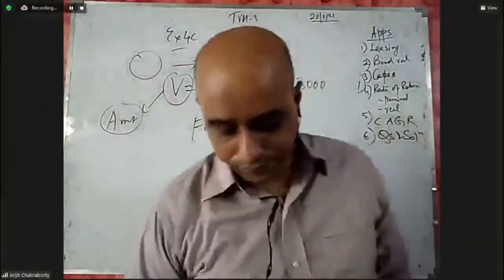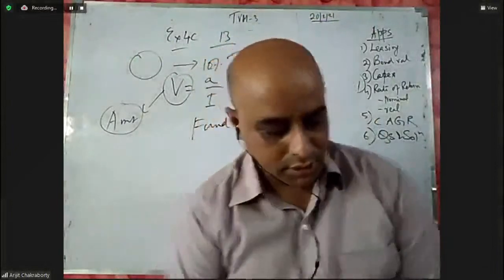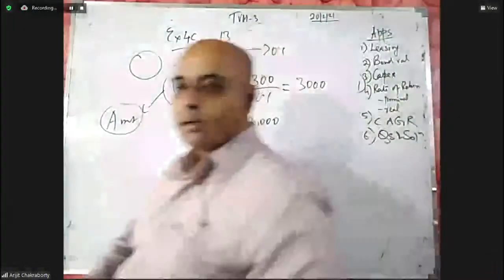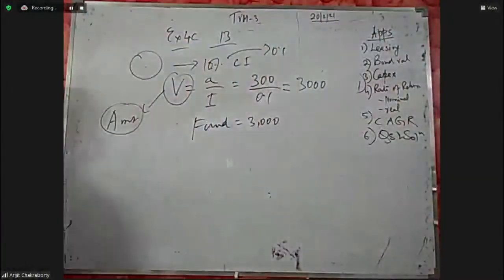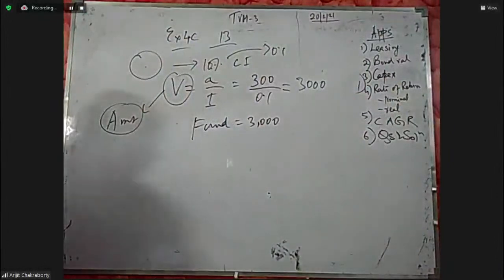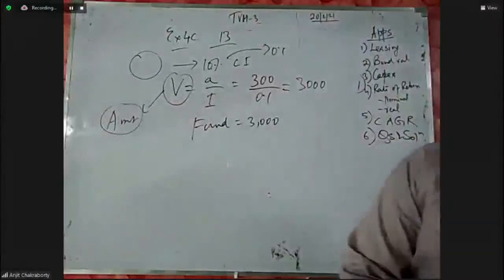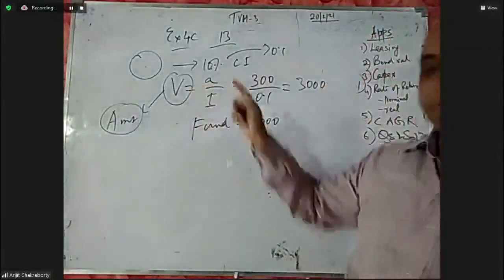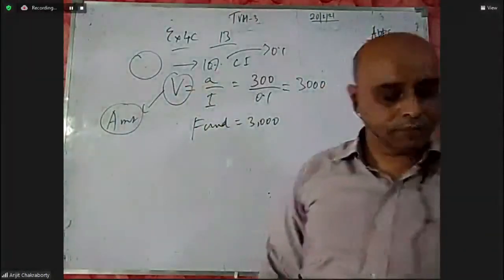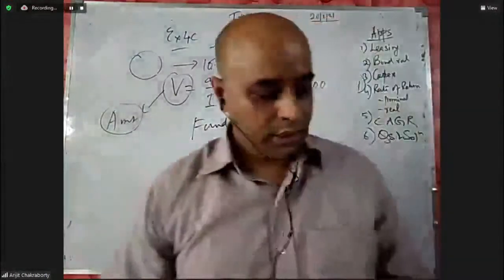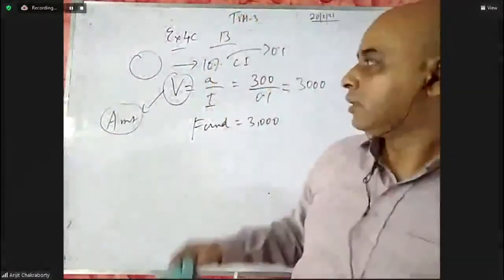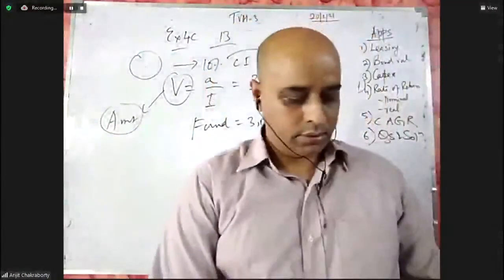Just check the process and see if you are able to understand. It's a very simple question, and they have given directly that you can use this formula, V is equal to A by I. Just see this formula.